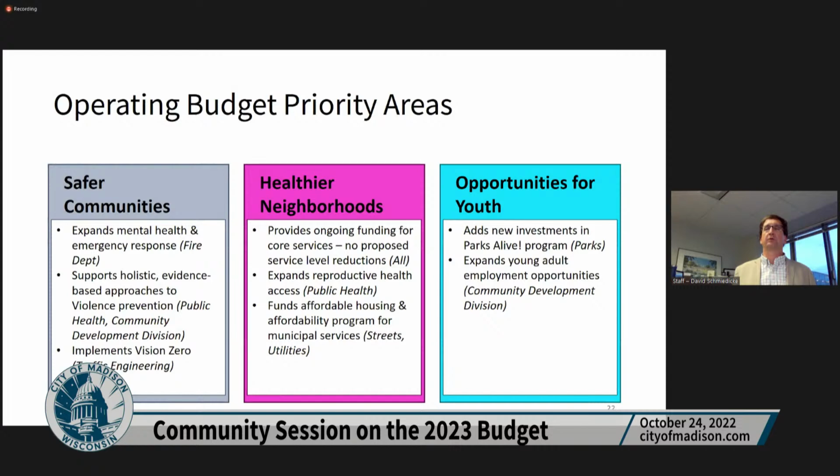So in the Building Safer Communities area, the CARES program, which is an acronym for the Community Alternative Response Emergency Services, is basically a mental health response unit that's housed in the fire department. It has started on a pilot basis, and the budget continues its expansion to a full 7 days a week, 12 hours a day to help with those needs. The budget supports, again, public health efforts around violence prevention, and then community development division's efforts around an isthmus safety initiative.